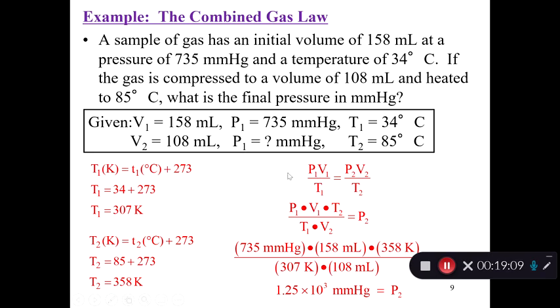Whenever you rearrange this equation, I recommend you use the cross multiplication method to get the correct answer. The final answer should look like this number. One thing, we have 3 significant figures here, our temperatures have 3 significant figures, so we are going to report 3 significant figures. In this calculation, every number reported has 3 significant figures, that is why P2 should be reported with 3 significant figures. Another law in the chemistry of gases we should know is the ideal gas law.